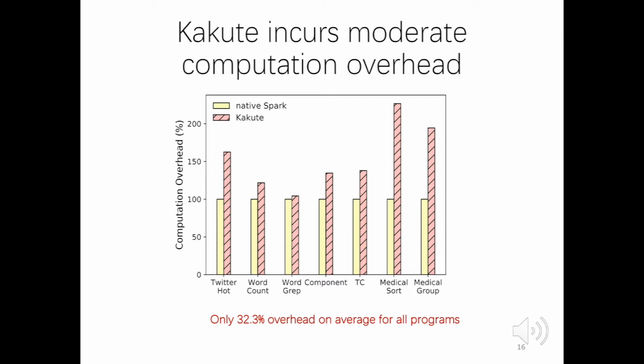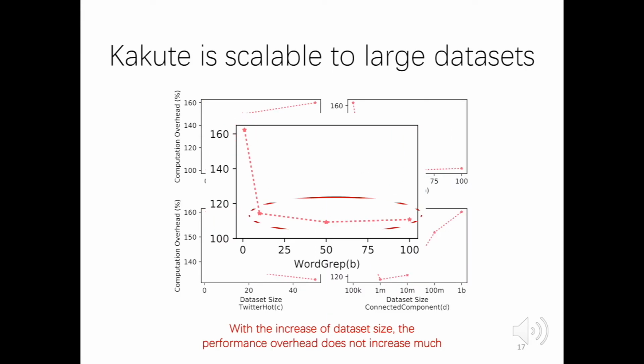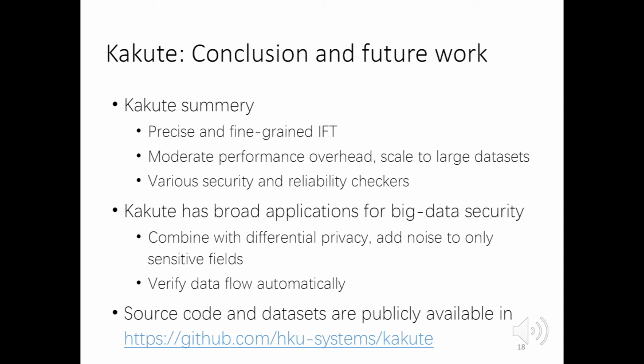It has a performance overhead drop when increasing the dataset size at the beginning. This is because the time for running Spark is too short for computations when the dataset is too small, so the initialization cost of information flow checking takes a large portion of the computation. When the dataset size is large, Kakute's overhead is small. It only incurs like 10% performance overhead.